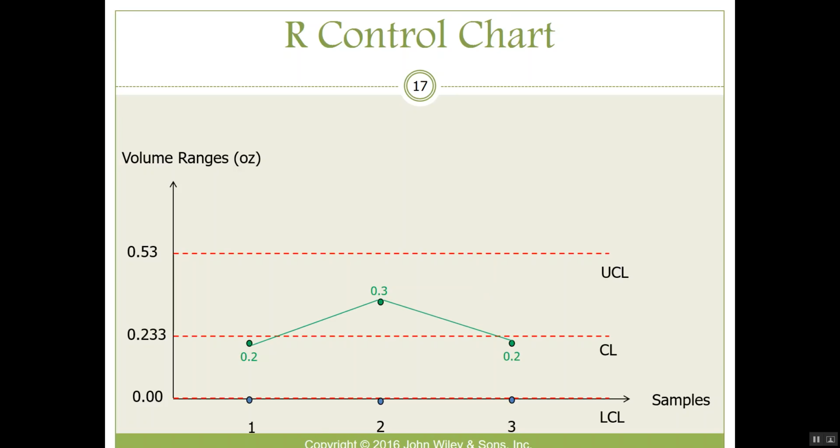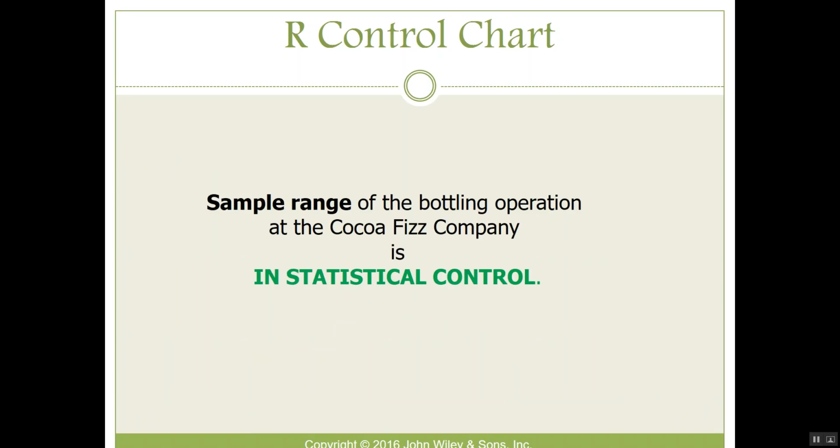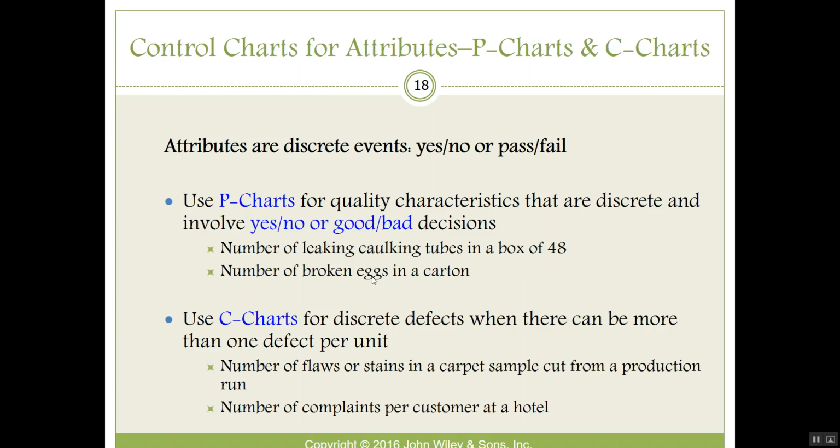Similarly, you connect the dots, and again everything is between the LCL and UCL. So your conclusion here will be that the sample range of the bottling operation is in statistical control. So this time the subject of the sentence changed from sample mean to sample range, but the rest of the structure is exactly the same. So sample range is indeed in statistical control. In the next class, not here, we'll talk about the other two types of charts which are used for attributes. So P charts and C charts are used for attributes, not for variables.